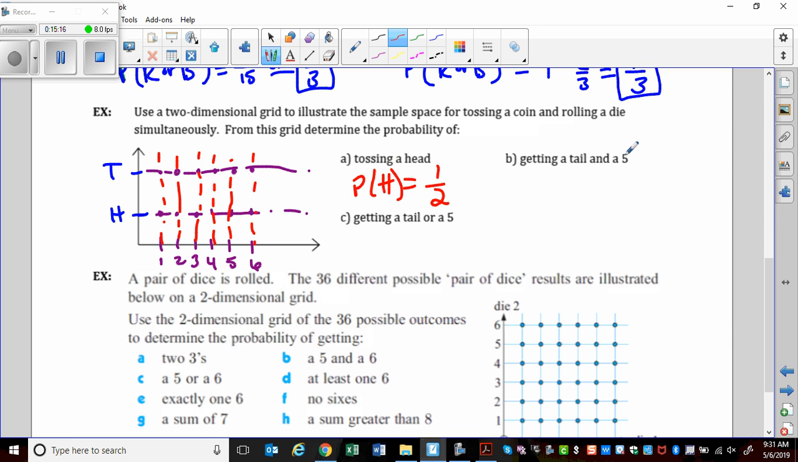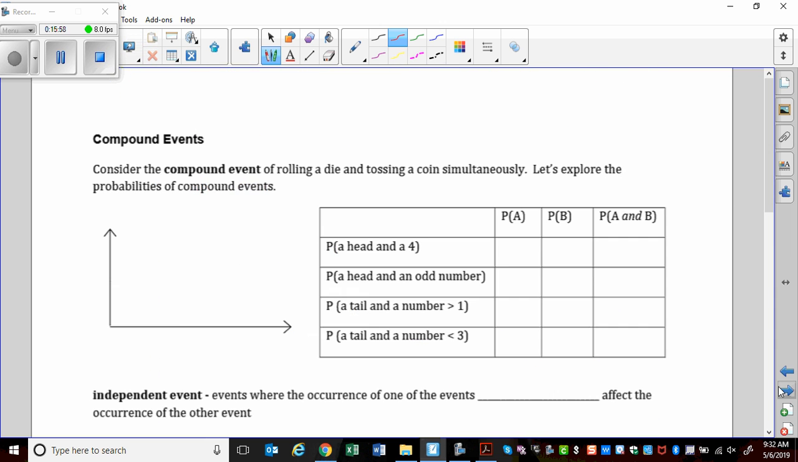The probability of getting a tail and a 5: a tail and a 5 are right here, so that's going to be 1 out of 12. The probability of getting a tail or a 5: a tail can go this way, or a 5. If there are 12 possible, it looks like there are 1, 2, 3, 4, 5, 6, plus 1 is 7, so 7 over 12. I want you guys to try the rest, and if you have any questions, let me know.